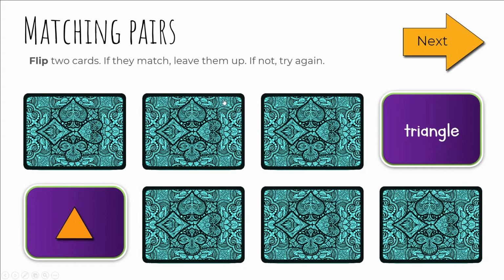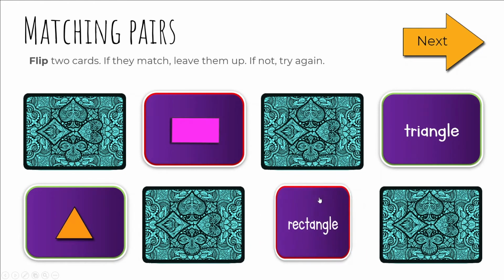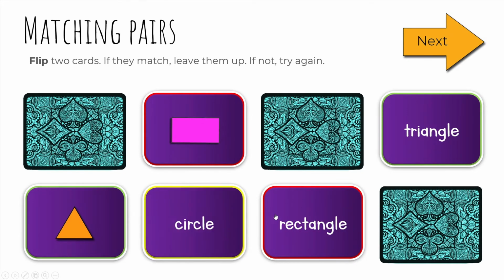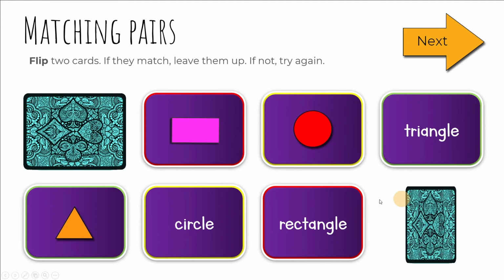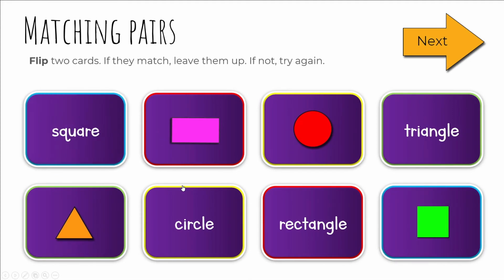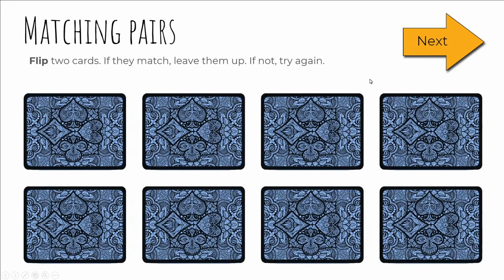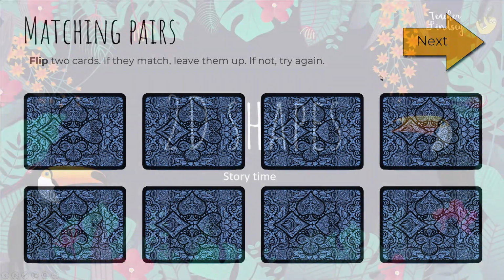The learner will be able to choose 2 cards. They'll flip them by clicking on them. If it's a matching pair, they can leave them up. If not, they should flip them over and try again.